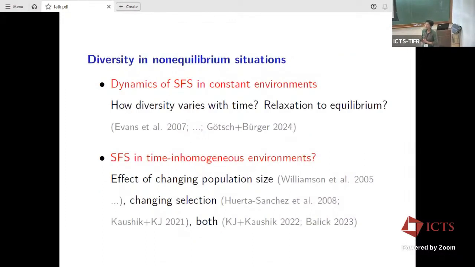But what I'm really interested in is the diversity in non-equilibrium populations. So we can look at dynamics of SFS in constant environments. That means population size is constant in time, selection coefficient is constant in time, and maybe other things are also constant in time. There has been some amount of interest and some results have been obtained. I think the first paper on this is from Steve Evans' group. He's a probabilist. His model, which I will describe, and then all kinds of complicated situations, including, for example, polygenic selection. So people have started to look at the SFS or other diversity measures as a function of time for the last 2 decades or so.